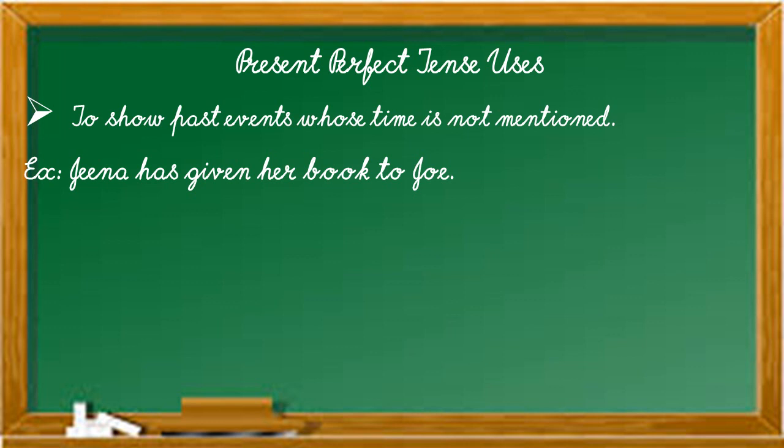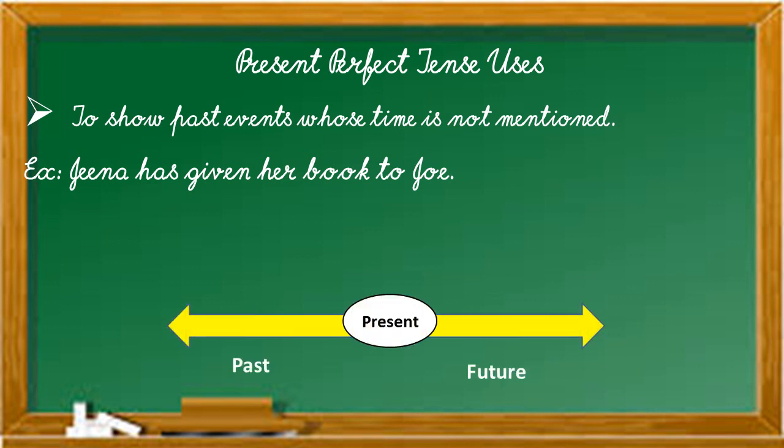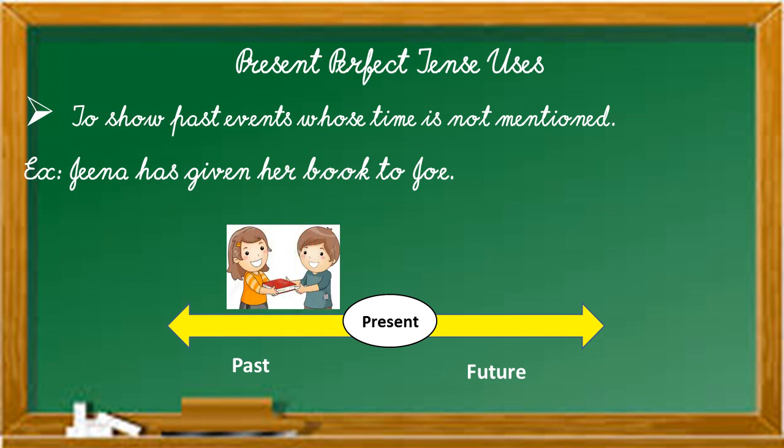Now, let us understand this concept with the help of a timeline. Now, observe the timeline, children. In this example, Gina is not specifying the time of giving her book to Joe because it is not important. Here, the giving of the book to Joe is more important than the time of action.